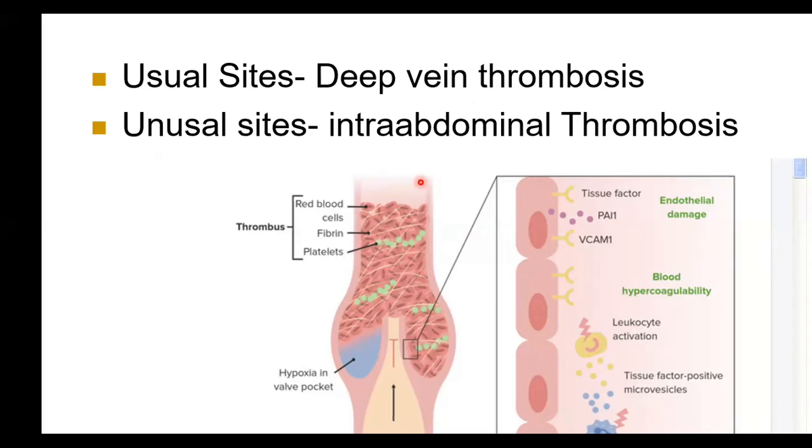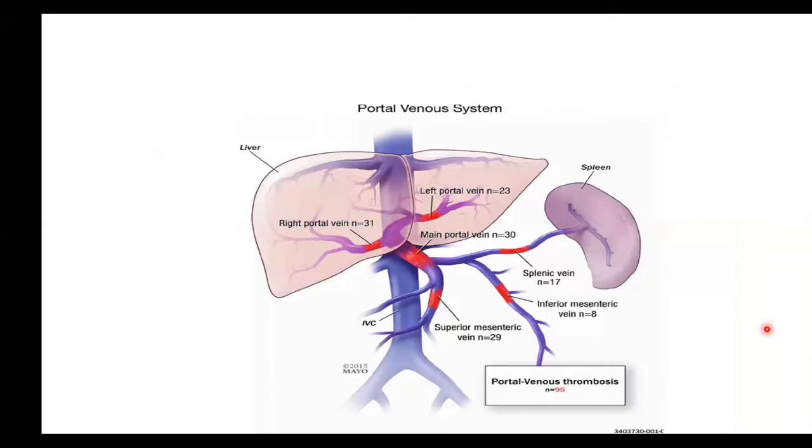But apart from this, there are unusual sites of venous thrombosis inside the abdomen, whether it is a portal vein thrombosis or a mesenteric vein thrombosis. Like you can see in this diagram, you have a portal vein thrombosis. It can also be in the superior mesenteric vein or an inferior mesenteric vein or a splenic vein. So these are rare or unusual sites of venous thrombosis.